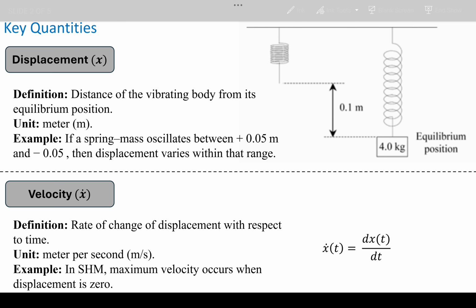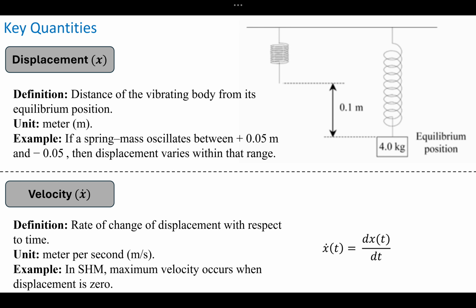Next is the velocity. It is represented as the first derivative of the displacement, or x dot of t, as shown right here, and defined as the rate of change of displacement with respect to time. So in this case you have time involved and a derivative involved, which is taking the first derivative of your displacement with respect to time. Again, this defines the velocity of the body at a certain time t. The unit is meter per second.